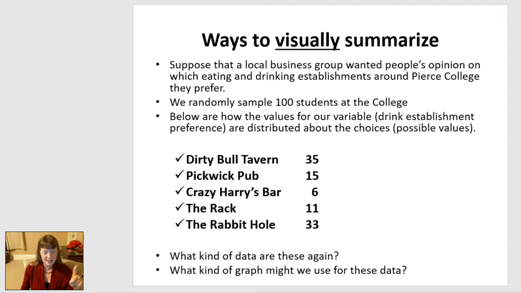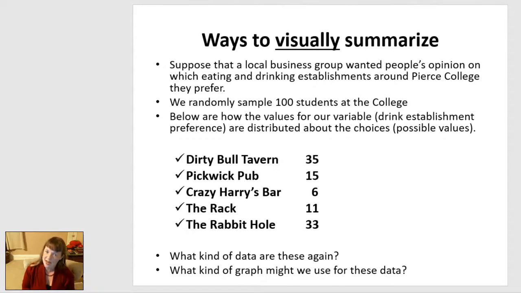All actual eating establishments I know because I looked them up on my Yelp app. I've only actually ever been to 2 of these places. But the other ones exist, at least according to Yelp, and I'm making up this data, right? I'm just using it as an example. But let's just say 35 students chose the Dirty Bull Tavern, 15 students chose the Pickwick Pub, 6 students chose Crazy Harry's Bar, 11 students chose The Rack, and 33 chose The Rabbit Hole.